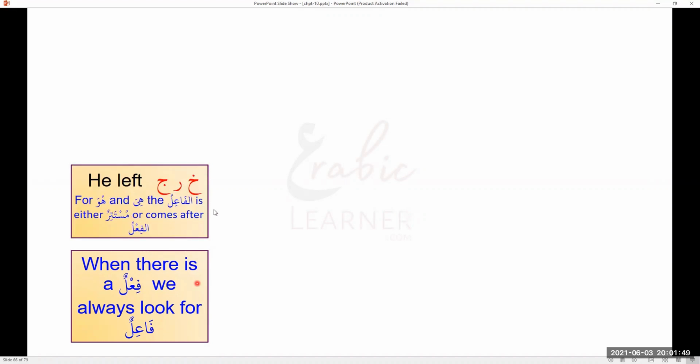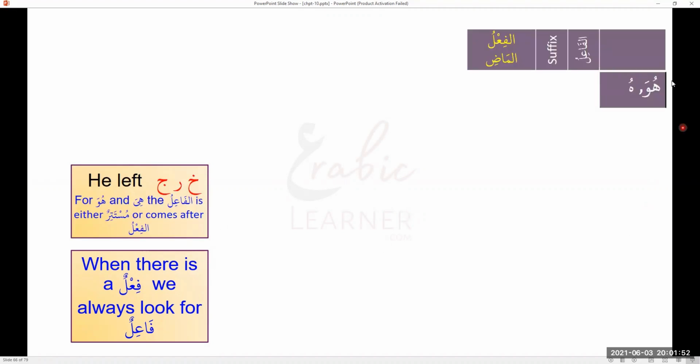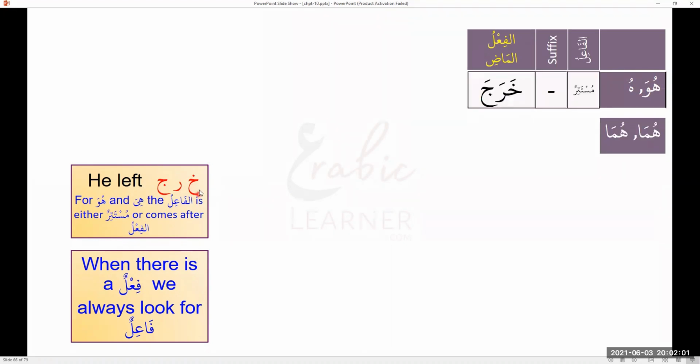So let's say kharaja. The fi'l equivalent to huwa of kharaja, of these three letters kha, ra and jim, will be kharaja. And in this case, fa'il is mustatir. So for each dhamir, there is a change in the way you write fi'l, which indicates the fa'il. So the fa'il is reflected in the spelling of the fi'l itself. You can say that, okay?